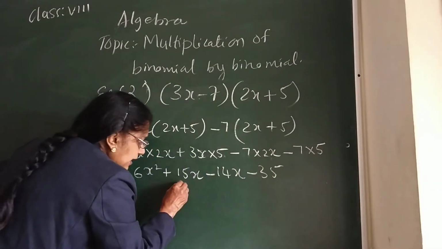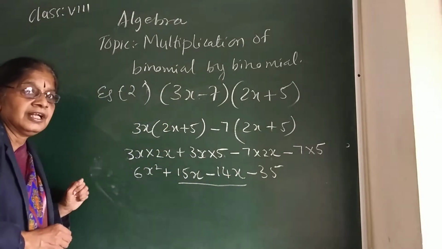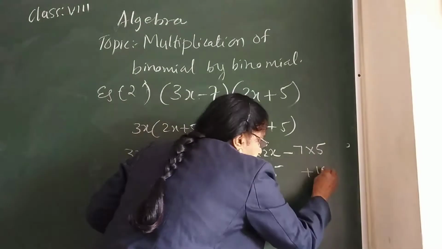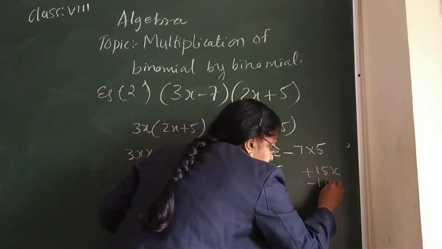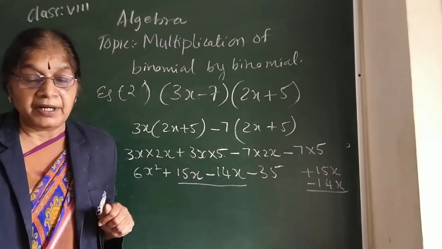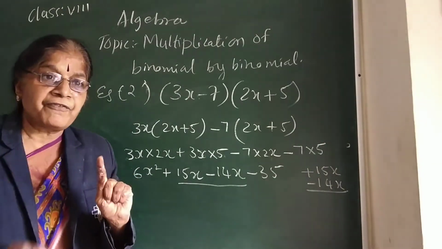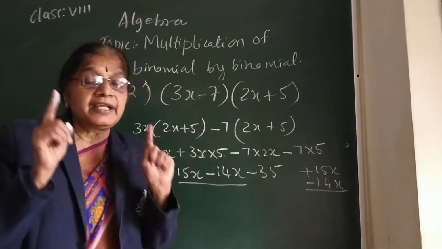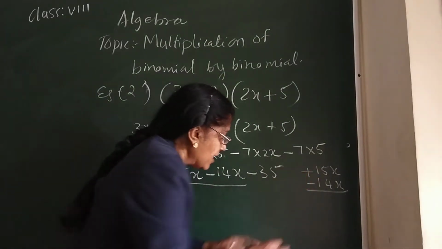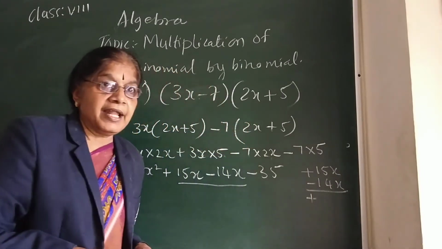You can see these two are like terms. So I have to solve these like terms. What are the like terms? Plus 15x minus 14x. Again, greater number, smaller number. Subtract the smaller number from the greater number and keep the greater number's sign. Which is the greater number? 15. What is the sign? Plus. So it will become plus.